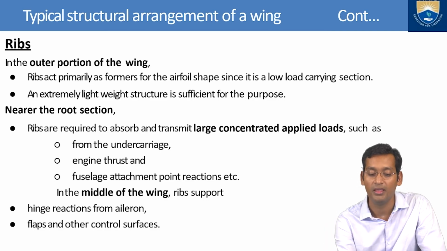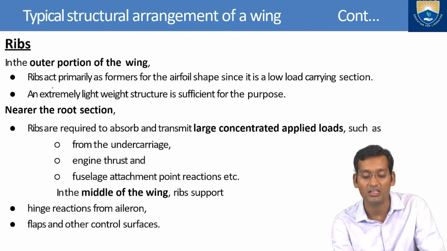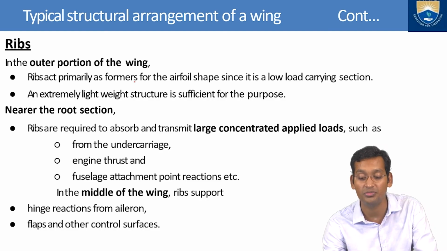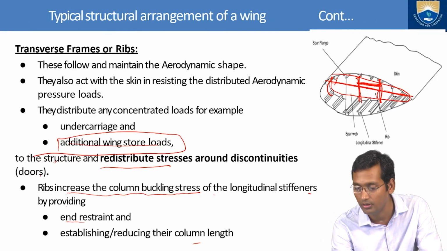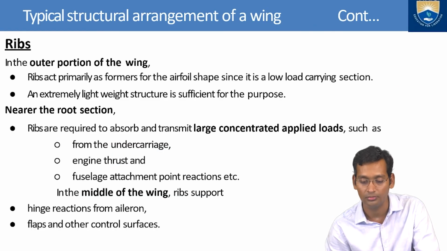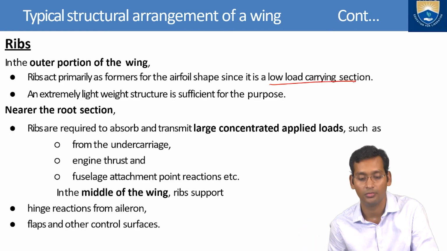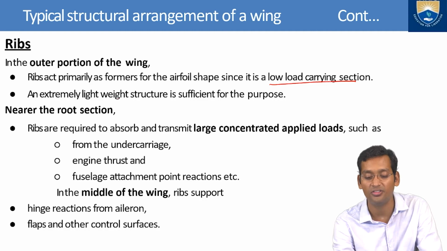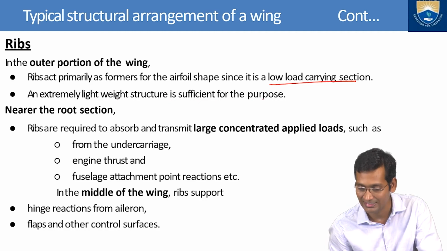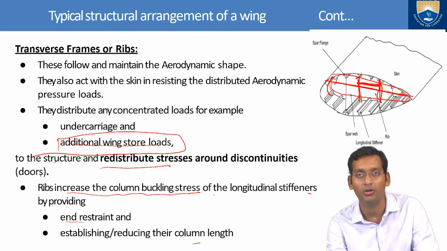Now ribs, the outer portion of the wing that I showed you in this one. Ribs act primarily as formers for the aerofoil shape, since it is a low load carrying section. Just see here, this also has an aerodynamic shape, so they are only forming the structure and experiencing low load. An extremely lightweight structure is sufficient for the purpose. For this part, heavier substances are not required. Lightweight is also sufficient to support the skin.